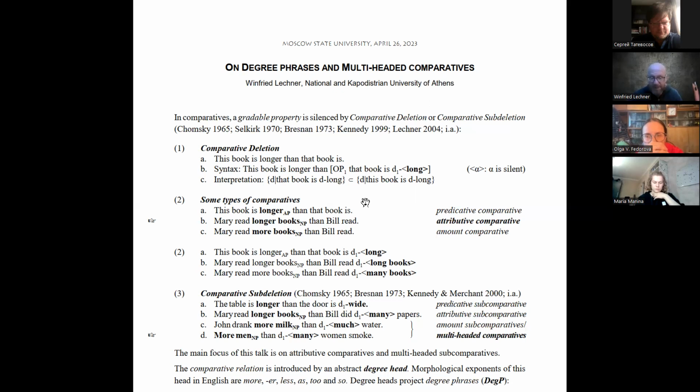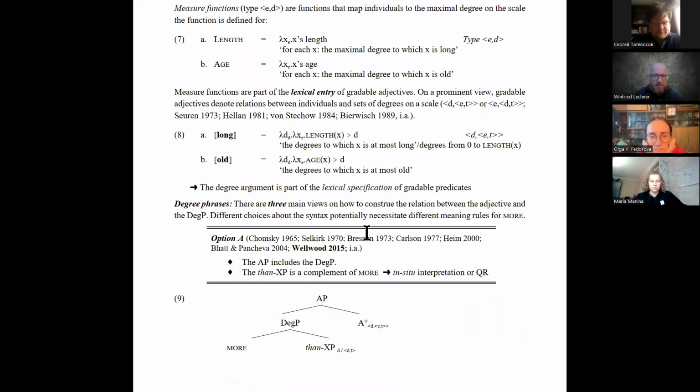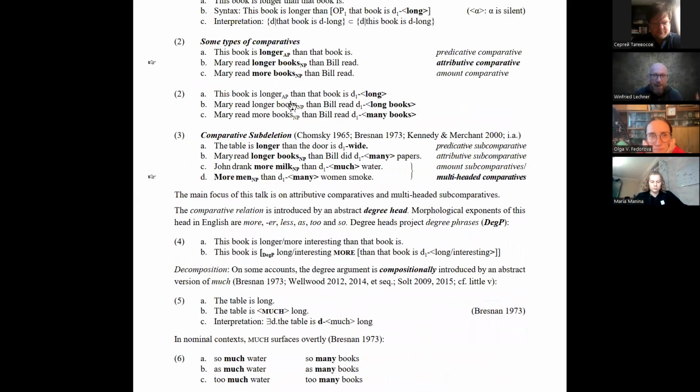And a particular type of that construction is shown in 3d, more men than women smoke. Those are sometimes called amount subcomparatives, or more recently, multi-headed comparatives. And the main focus of this talk will be on the two constructions that are marked by the hand: on attributive comparatives on the one hand, and on multi-headed comparatives on the other hand.